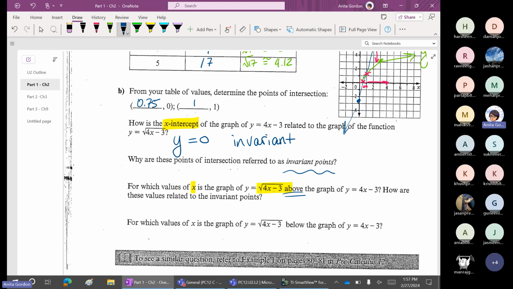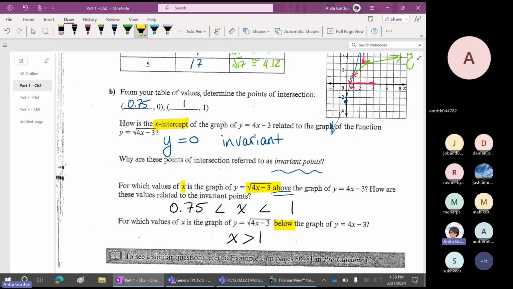So it's going to be between our x-intercepts, right? Or sorry, between our intersections. So our first intersection is at 0.75, and our next intersection is at 1. So the x must be between them. So the square root is above the original between the two intersection points, and it is below after 1. When x goes past 1, then the graph of the square root is below the original.